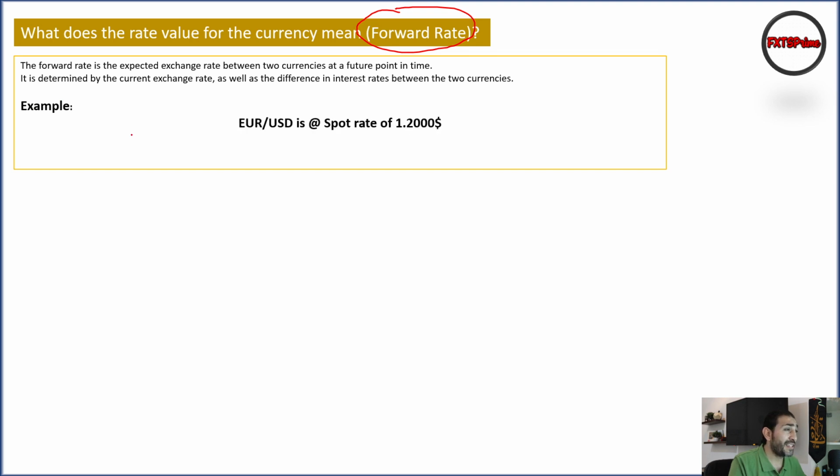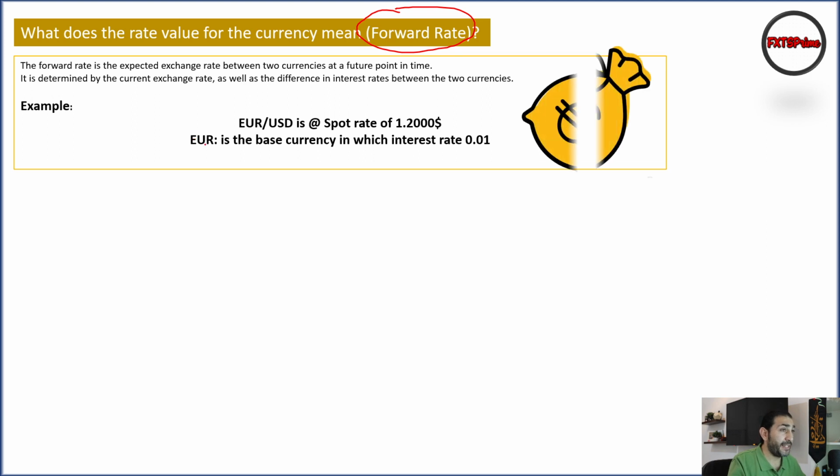So let me give you a famous example, the Euro USD, and imagine that the Euro USD price is at $1.2. So this is the base currency, as we call it, and this is the quotation currency. And this price means that if I want to take €1, I'm going to pay $1.20 instead. So we say that the euro is the base currency. Let's assume that the interest rate for the euro is 1%.